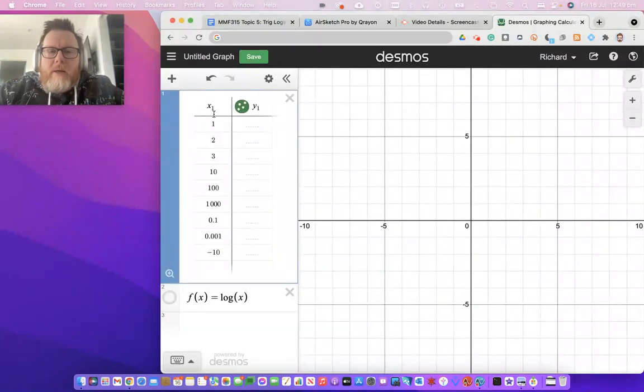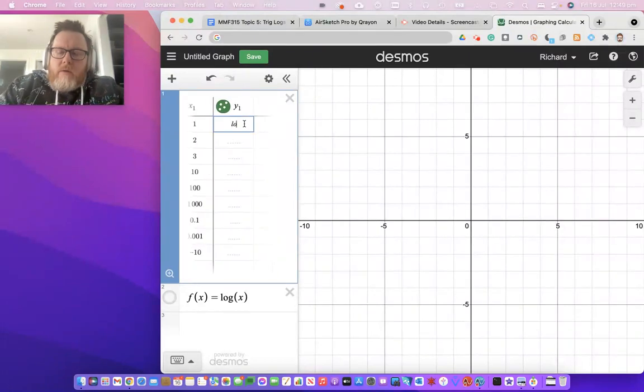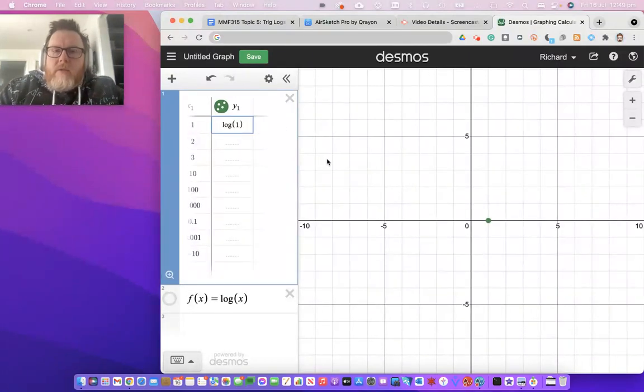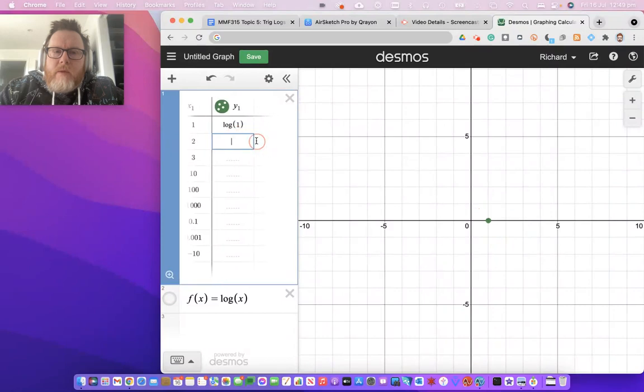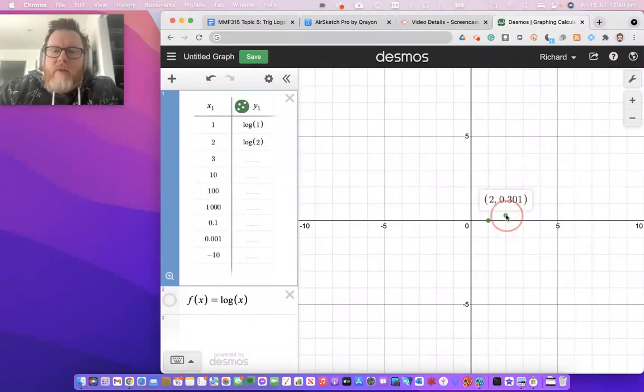I've started here by having some particular x values, and I'm going to plot the log of that x value. So that's log of 1. Unsurprisingly, it's at the coordinates (1, 0). So when x equals 1, the log of 1 is 0, because 10 to the power of 0 equals 1. Log of 2, there it is there, just a little bit further over. Okay, so 10 to the power of 0.301 would give me 2.